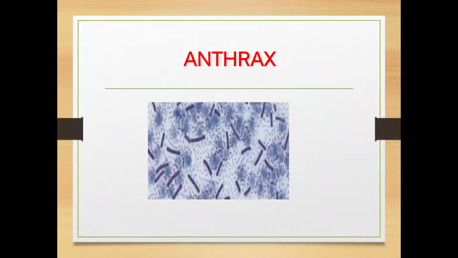Now let us come to the pathogenesis. Mainly in pathogenesis, susceptibility of the animals. When it comes to susceptibility of the animals, cattle and sheep are highly susceptible, whereas dog, cat and rats are quite resistant to anthrax.